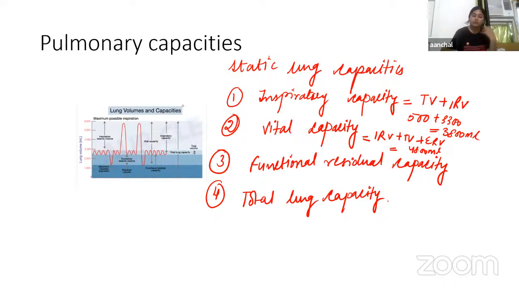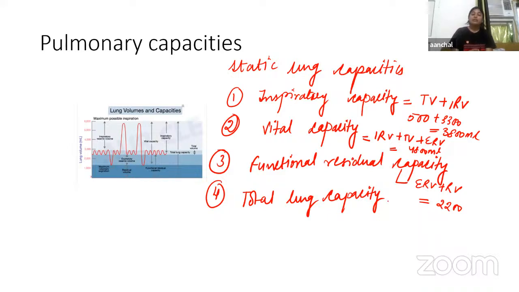This is the volume of air that is remaining in the lungs after normal expiration. Again, the formula to determine that is ERV plus RV. So we get 2200 by adding, because ERV is 1000 and RV, residual volume, is 1200.